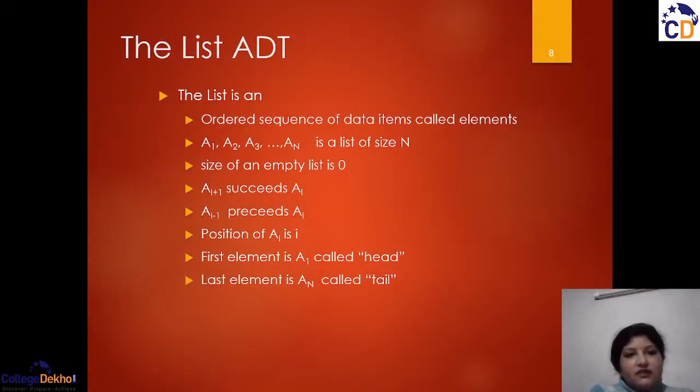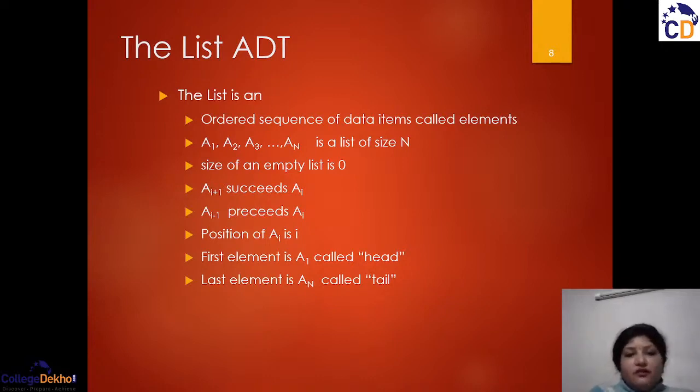The first data structure that we are going to use is a list. So a list is an ordered sequence of data items, which we call elements. Suppose the list name is A, and it is holding the items A1, A2, A3, A4, and so on, up to AN. So n is the size of that list. The size of an empty list is obviously 0. If it is an empty list, there is no element in the list, so the size of that list should be 0.